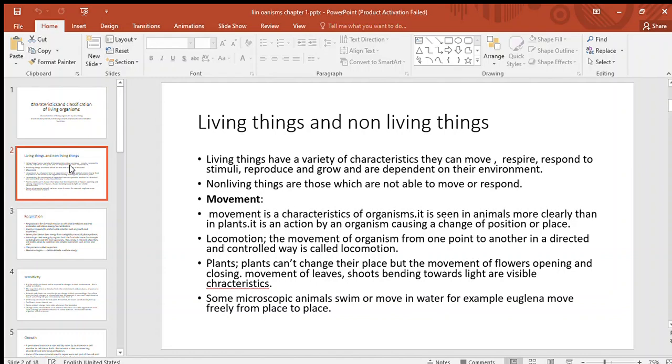When we talk about plants, plants can't change their place. But we can see movement in flowers, opening and closing of flowers, movement of leaves, shoots bending toward light. These are the visible characteristics of plants.